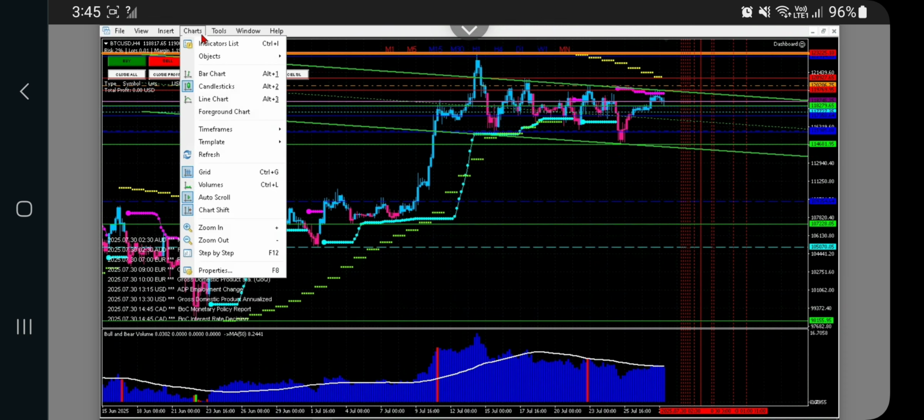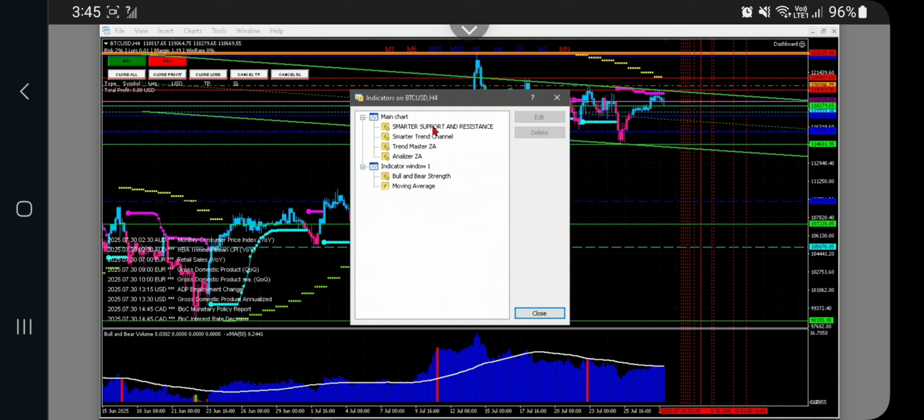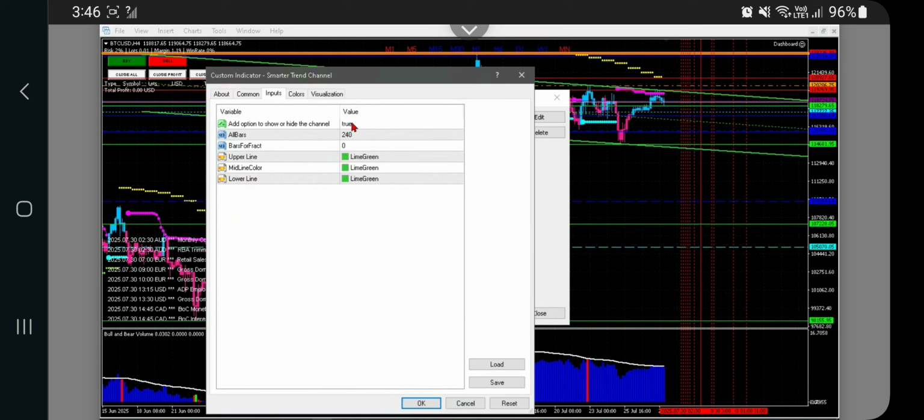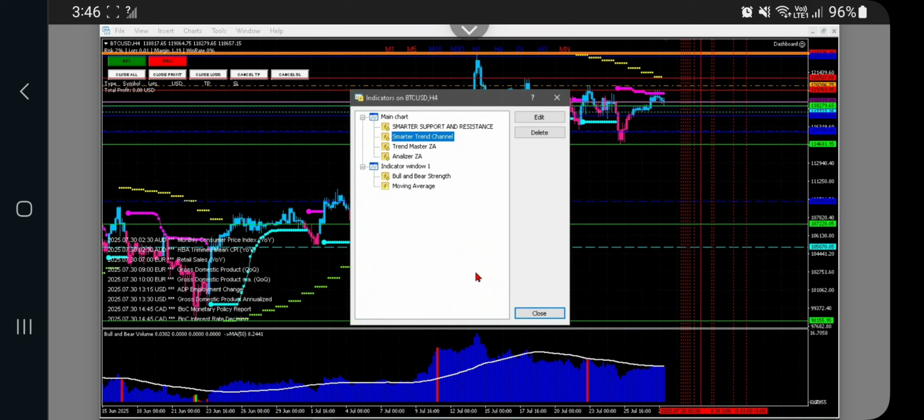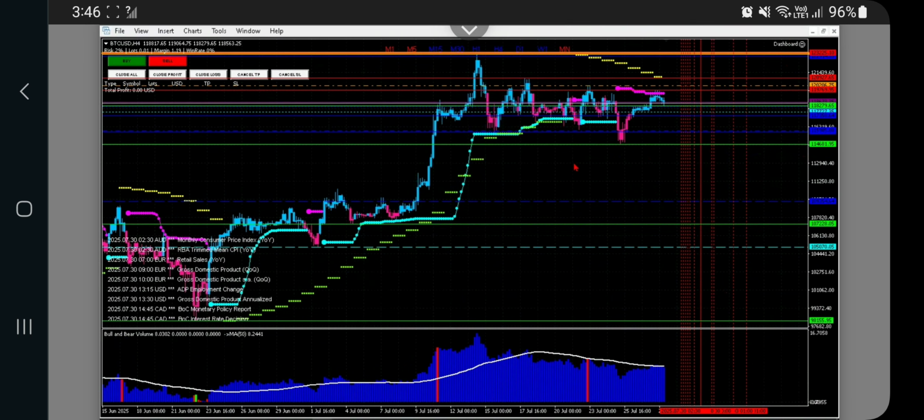So what we are using on our main chart is Smarter Support and Resistance. This is giving these resistance levels that you can see over here. Smarter Trend Channel is this one over here. I just want to turn it off so it doesn't get in the way, since I like to analyze without it and then use it as a confirmation. So if you look at Trend Master ZA, Analyzer ZA, bull and bear strength, these are all indicators that we have made.